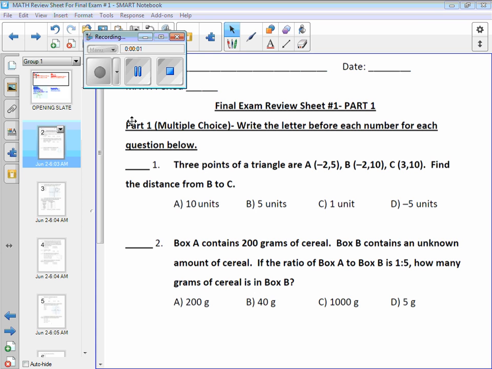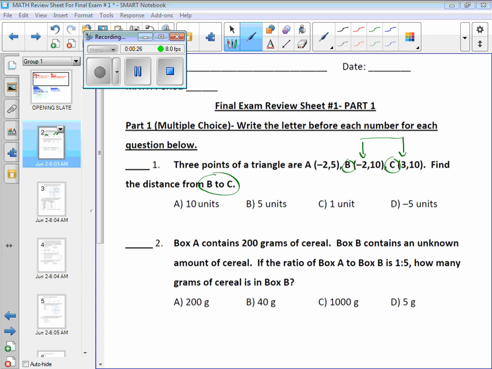All right, review number one. What you had to do with this first question, they wanted the distance from B to C. And I don't know if you remember, this is module 3. You look at B and you look at C, and I'm going to ask you a question. Which coordinates are different? The first one or the second one? Right, so we're going to focus our attention on -2 and 3.